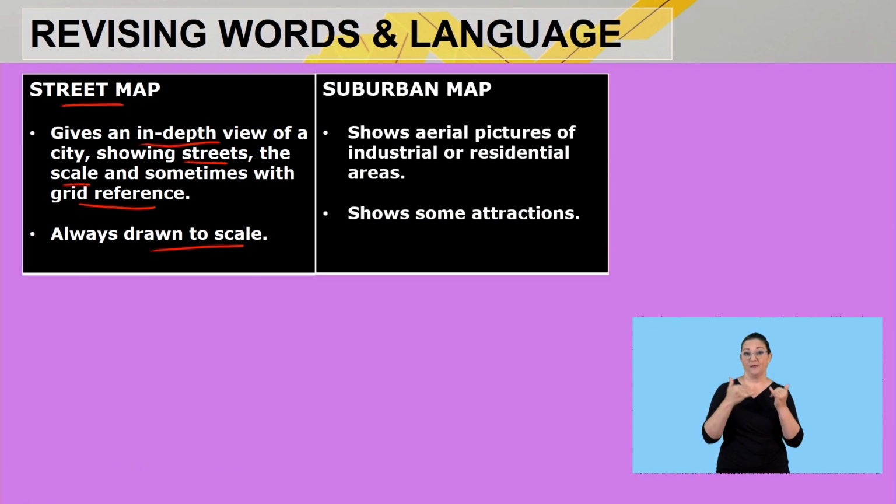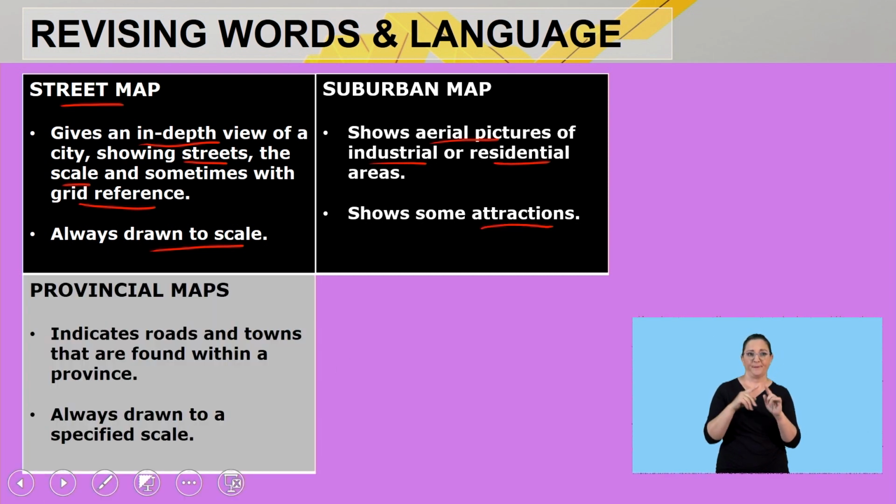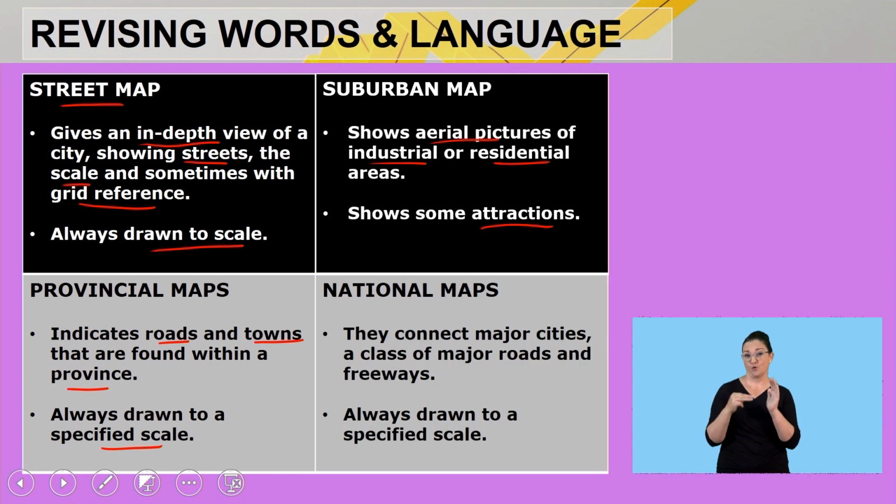Then a suburban map shows an aerial picture of either industrial or residential areas, and it sometimes also shows attractions. Then what else is important? Provincial map. A provincial map indicates roads and towns that are found within a province, always drawn to a specified scale. And then lastly, we'll look at national maps. Here I've indicated they connect major cities, a class of major roads and freeways, and again, it's always drawn to a specified scale.